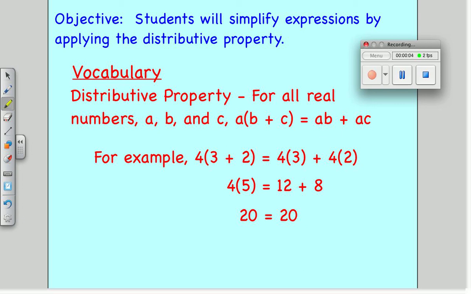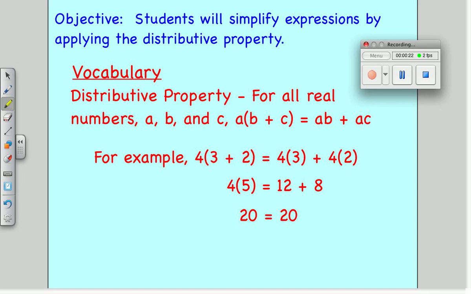Okay, everybody, continuing our work with properties today. Today, we're working on the distributive property. Yesterday, we did commutative and associative properties. Today, distributive property. So let's look at our objective. Don't forget, please, to write lesson 1.8 at the top of your notes and today's date.